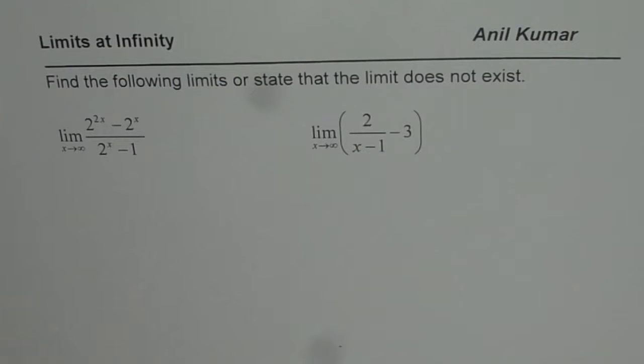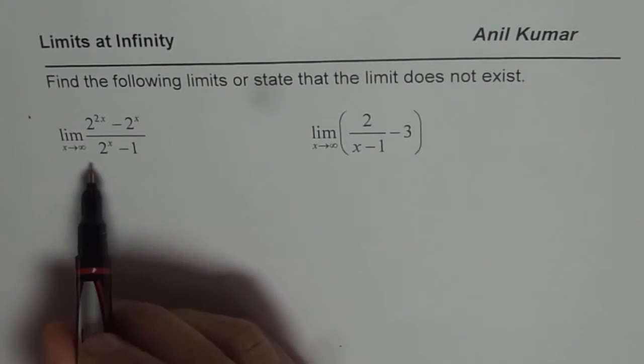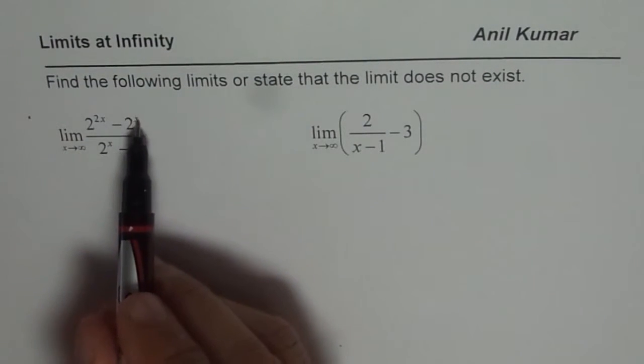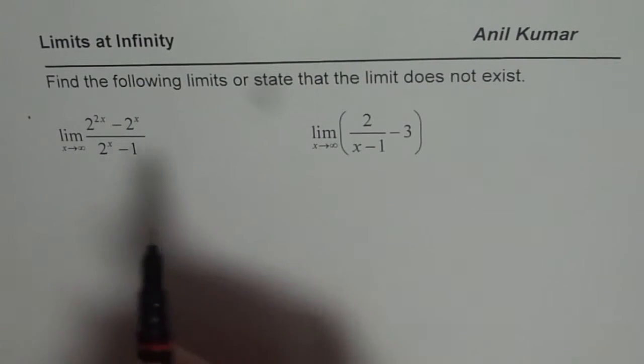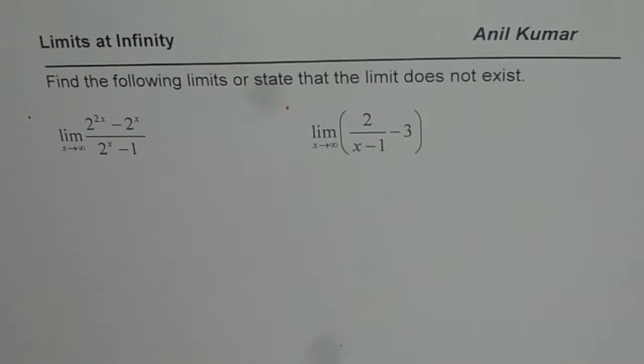The question here is: find the following limits or state that the limit does not exist, for two of these functions. The first one is, as x approaches infinity, 2 to the power of 2x minus 2 to the power of x, divided by 2 to the power of x minus 1. The second one is, limit as x approaches infinity of 2 over x minus 1 minus 3. So I'd like you to pause the video, answer these questions, and then look at my solution.